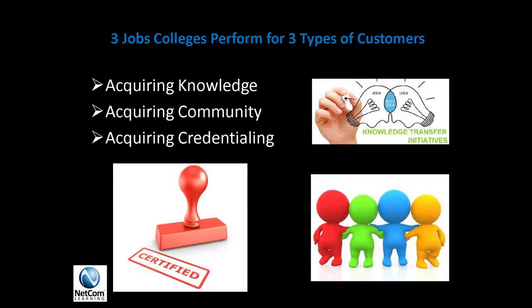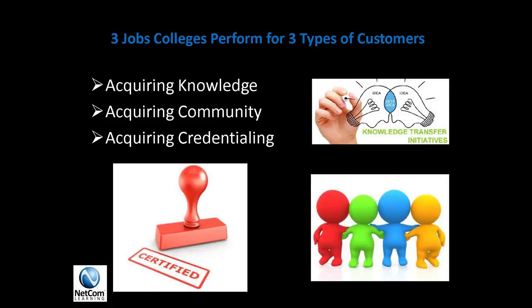So let's look at our new marketing demographic. Let's look at three jobs that colleges perform for three different types of marketing demographics, which we call our customers: acquiring knowledge, community, and credentialing. Now, let's say, for example, that you have a JD, you have an MBA, but you're starting your own business, and you just need to understand accounting.